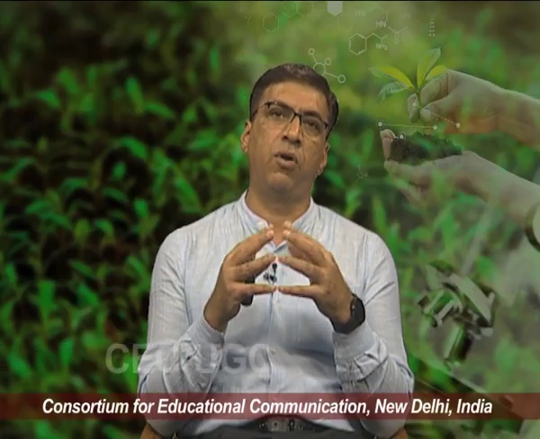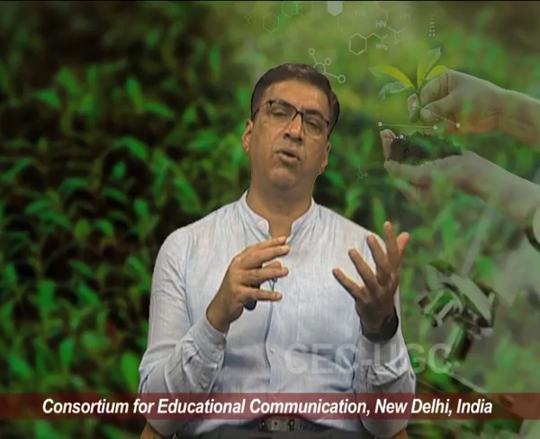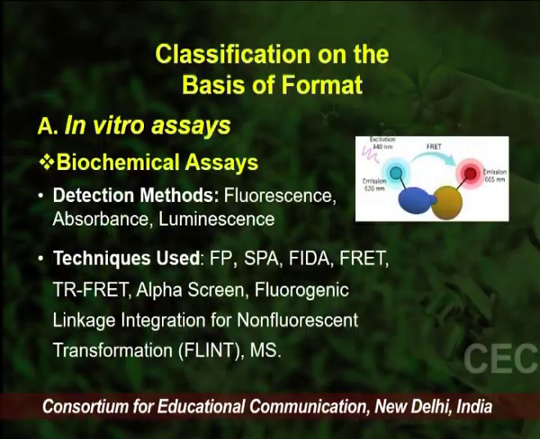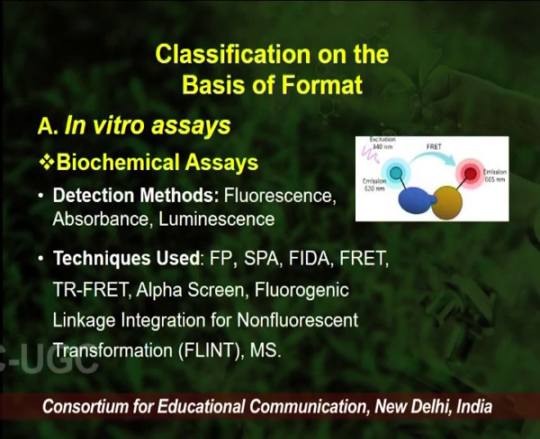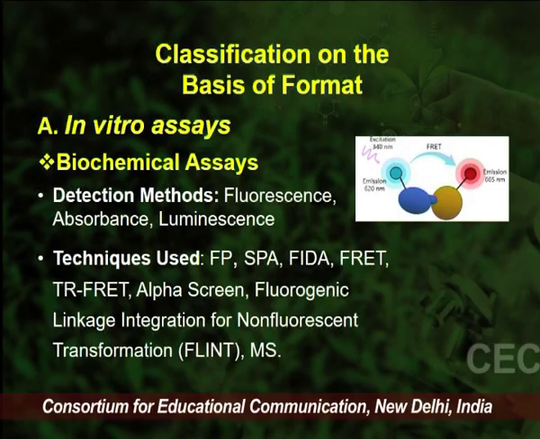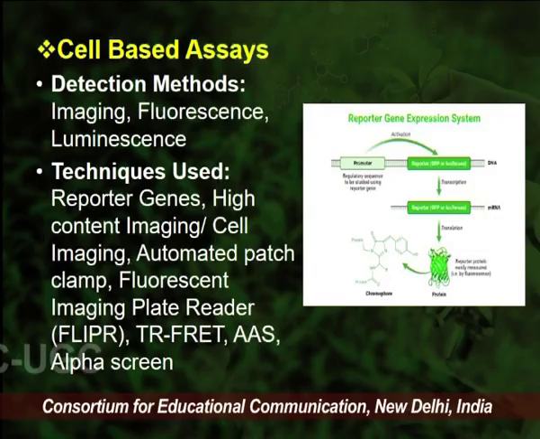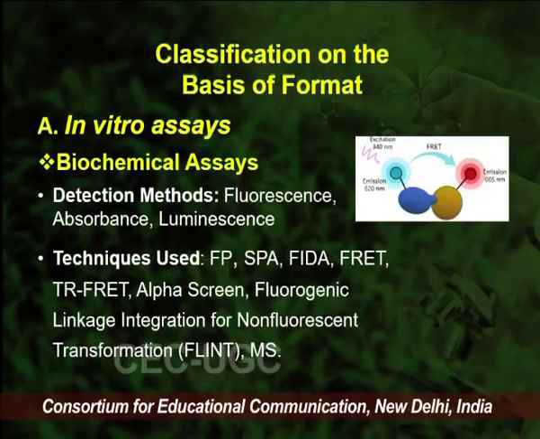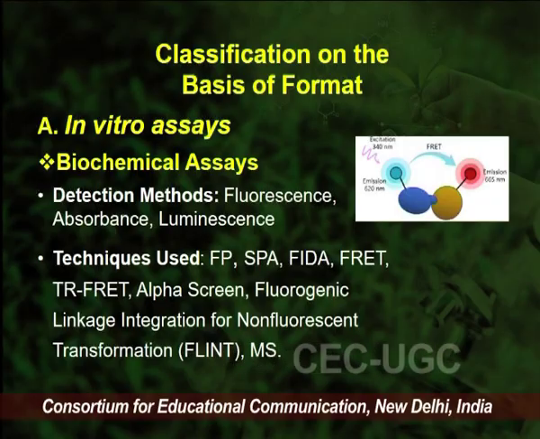We can also classify various HTS methods on the basis of format, and on the basis of format we can broadly classify them into in vitro assays, wherein the methods or assays are performed outside the cell, and the second category would be the in vivo assays, wherein the assay methods or testing methods are largely done in entire organisms. So, friends, in the next part we are going to discuss all these in vitro and in vivo assays in detail. Thank you.